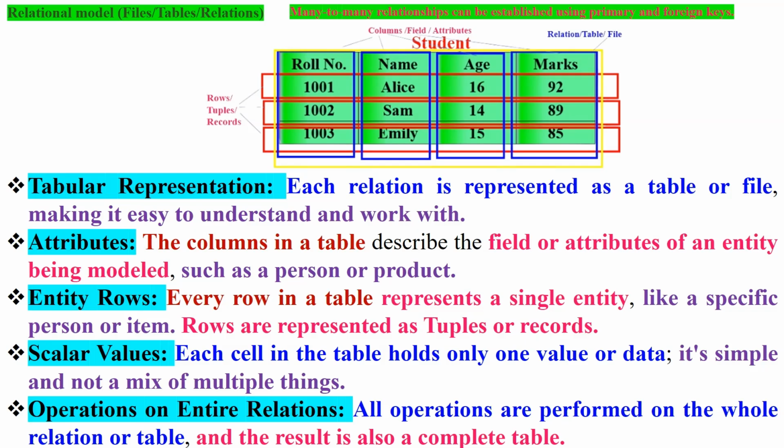Operations on entire relations. All operations are performed on the whole relation or table, and the result is also a complete table. Relational data model represents many-to-many relationships which can be established using primary and foreign keys. Primary and foreign keys will be discussed in the next video, Relational Database and SQL Part 3.